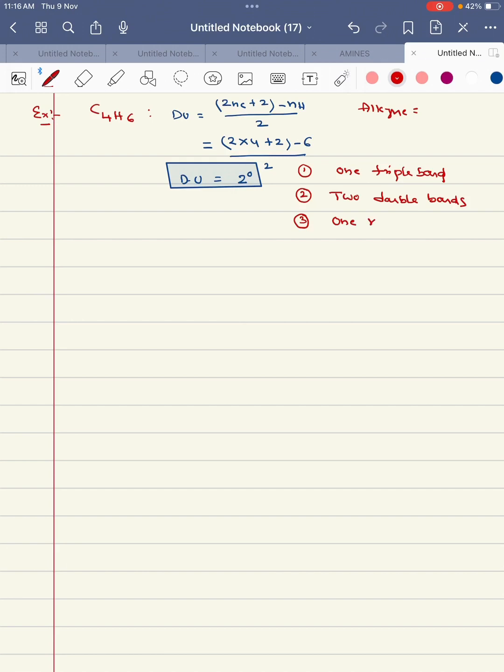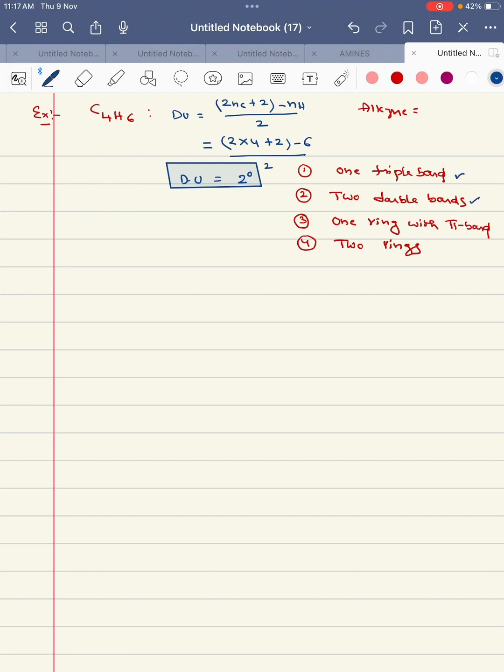Here one more also: one ring with a pi bond is also possible. One ring means DU is equal to 1, and with 1 pi bond, DU is equal to 2 will come. Next, two rings are also possible, students. So with DU 2, I got these possibilities.